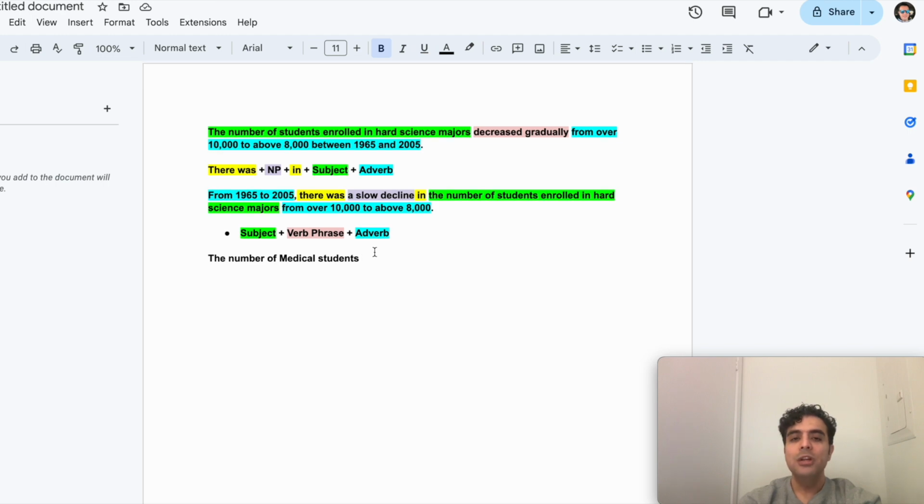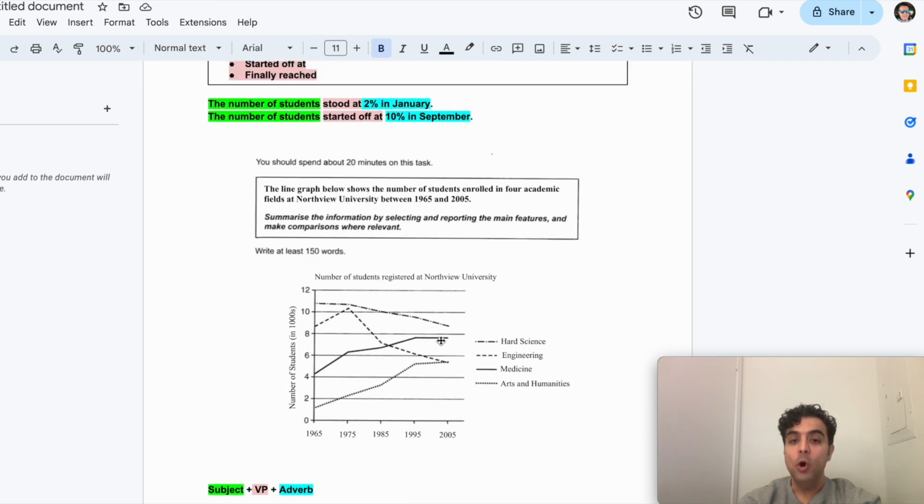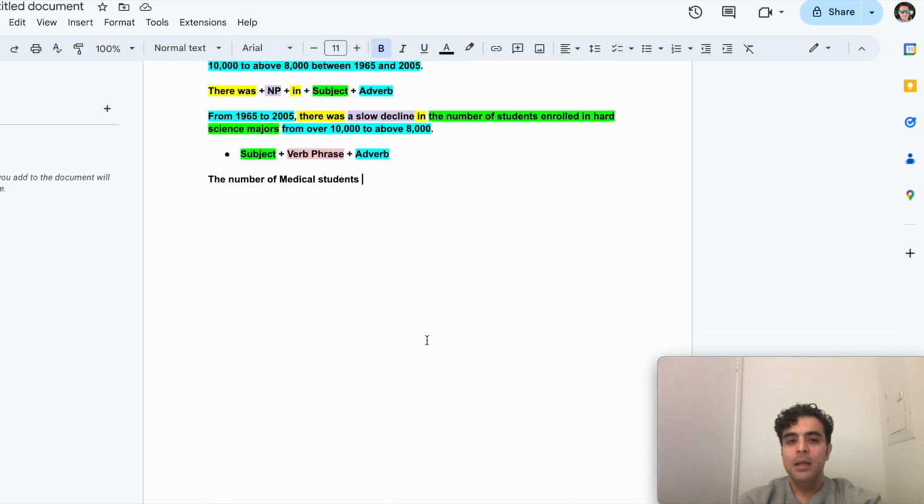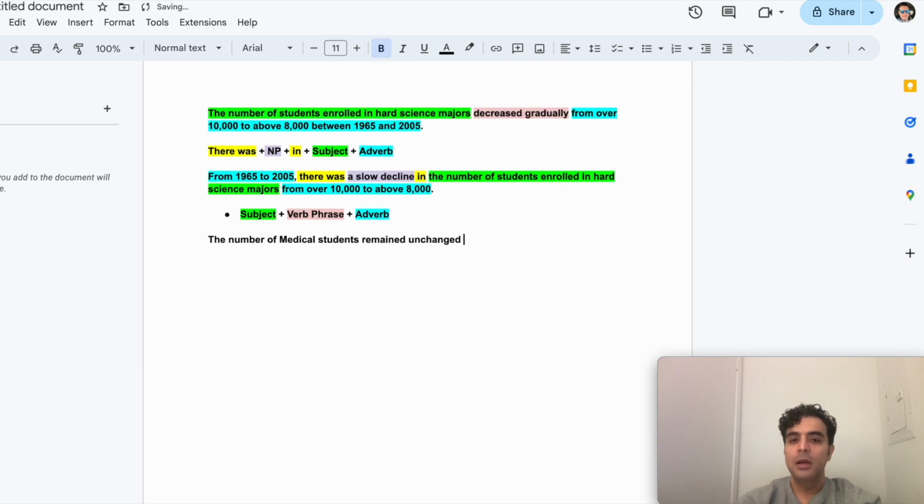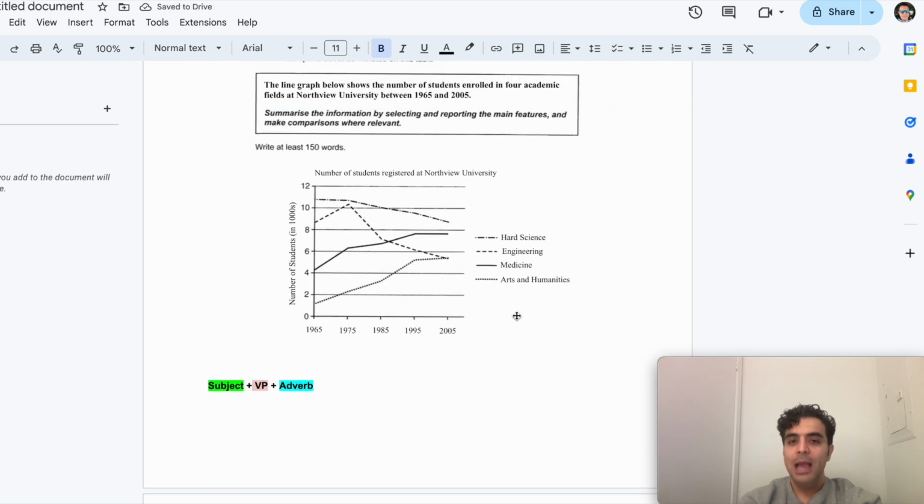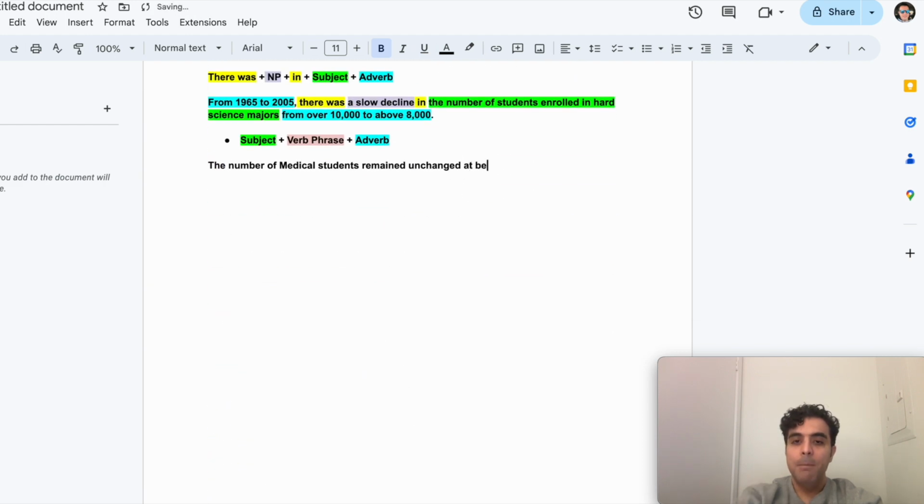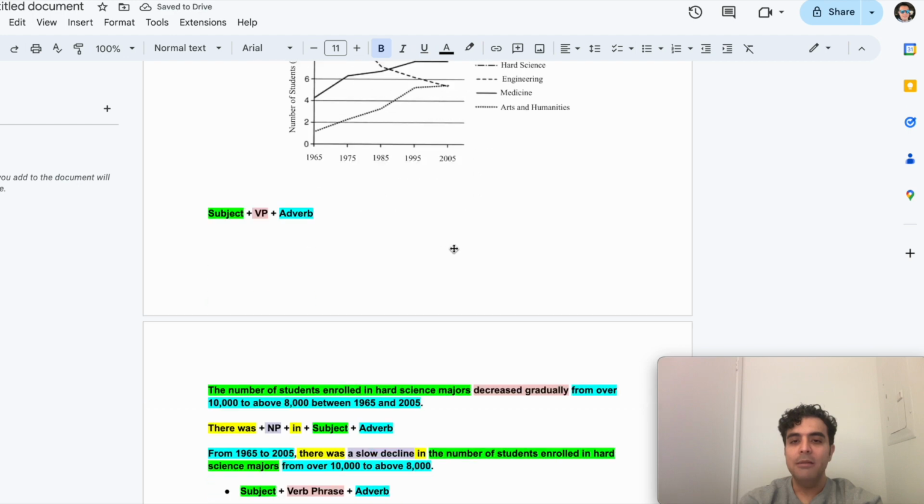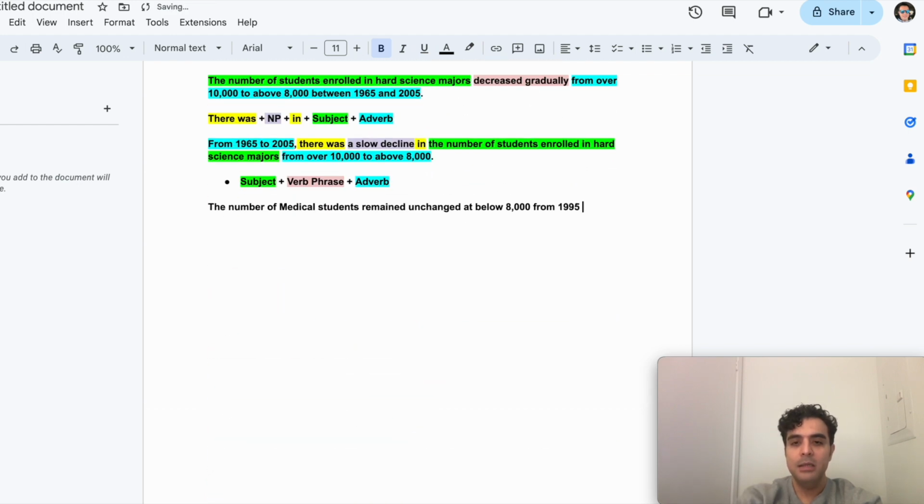Then we need to mention the verb phrase. Now remember, there was no change, right? So what we could say is basically the number of medical students remained unchanged, right? That's the verb phrase. And then we need to mention the time and the amount. At below 8,000 from, and what was the period? It was from 1995 to 2005. So from 1995 to 2005.